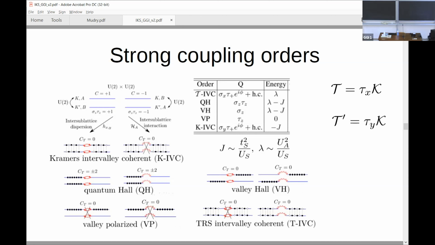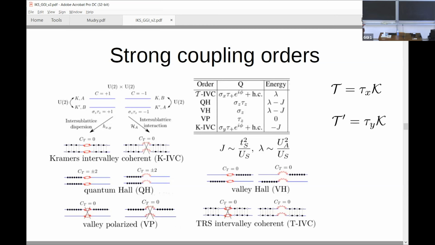Okay, so you can do this intervalley coherence in two different ways. The KIVC state respects this T-primed time reversal symmetry, whereas the TIVC state respects the time reversal symmetry, like so. So tau x, remember, is the Pauli matrix in valley space. It's just flipping the valleys because the valleys are at opposite momenta, and K is just denoting complex conjugation, and this T-primed is just time reversal with some weird phase factors in there. And so this gives me two possibilities for this intervalley coherence.